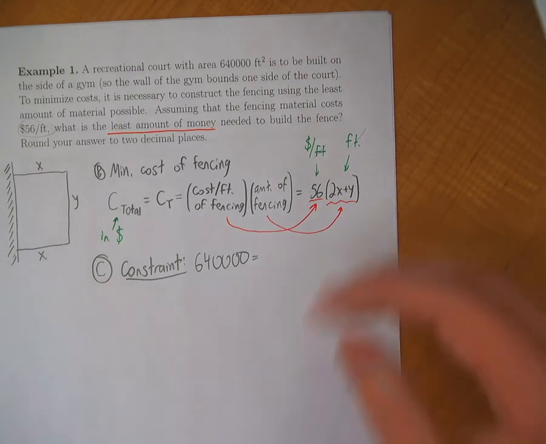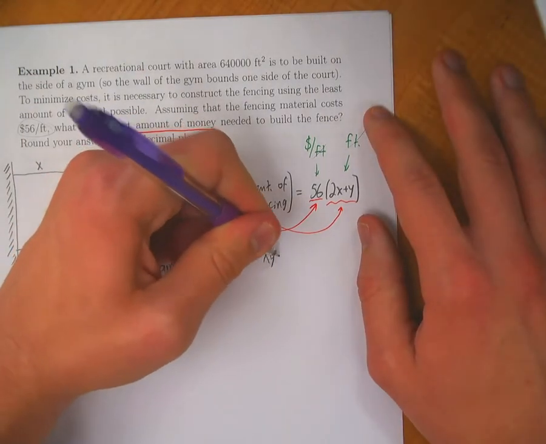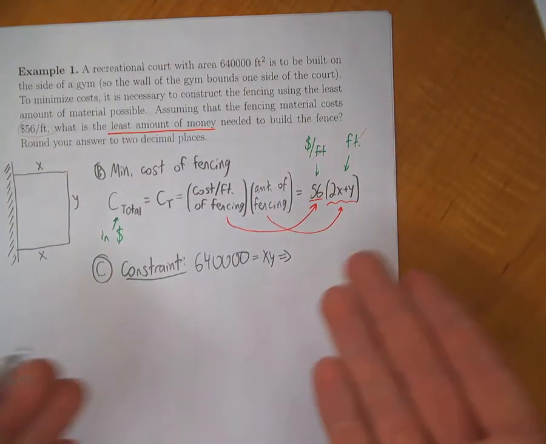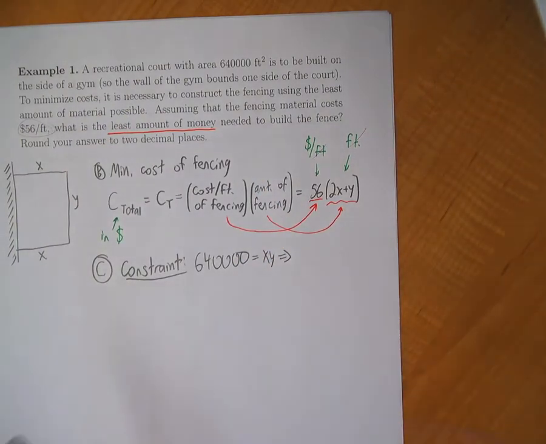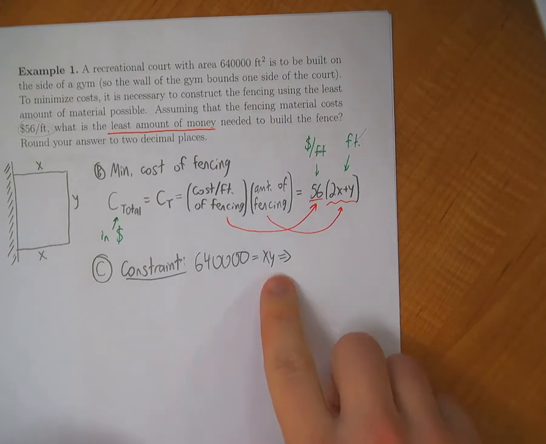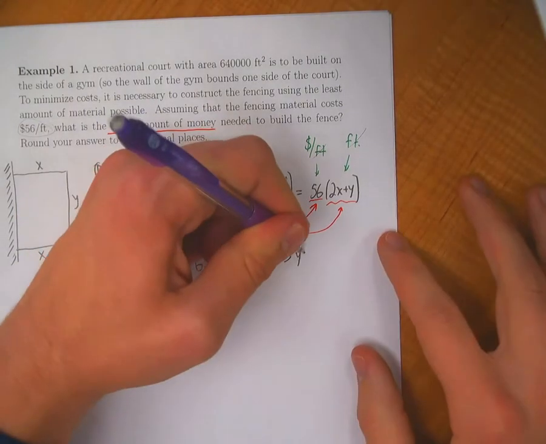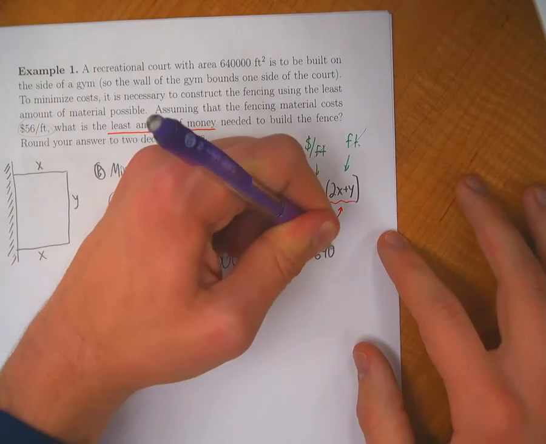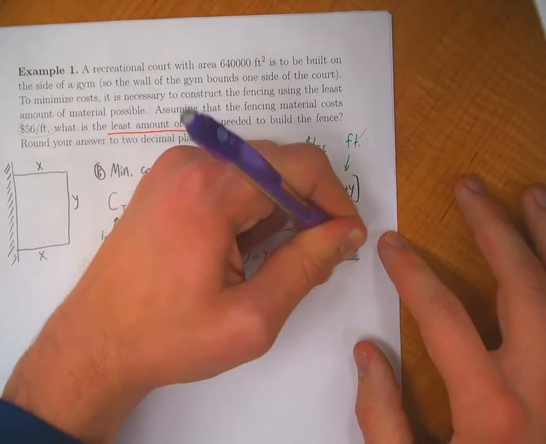X times 1, 6 times 1, right? Okay. And then again, you can solve for either one of these to get to the final answer. But just to be consistent with the thing I have in my notes, let's go ahead and solve for y here. So y equals 640,000 over x.